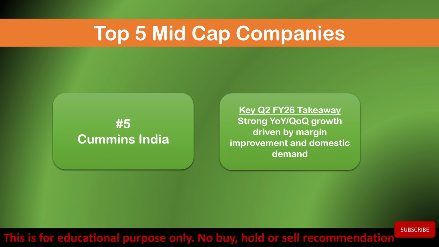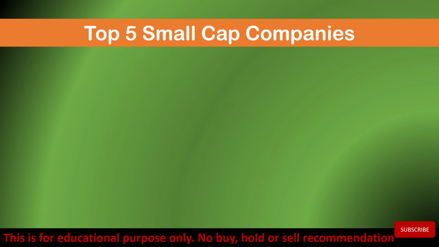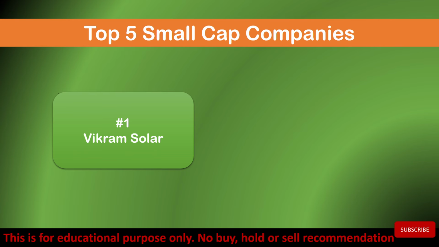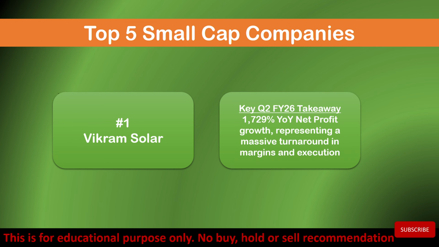And let's now move on to the final segment, which is the small cap companies. So top five small cap companies. First is Vikram Solar. Now Vikram Solar has just come up with their IPO, and they are at the moment trading way below their IPO price. Okay, let's see what are the key takeaways from their quarterly results.